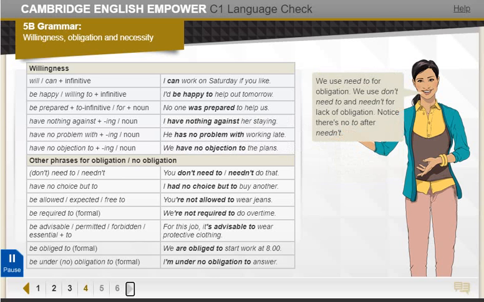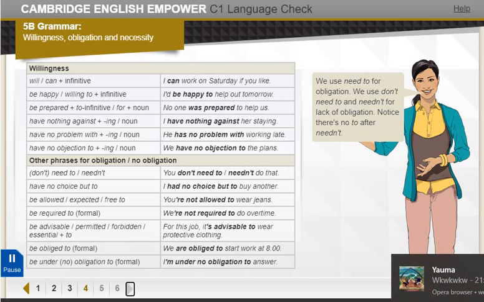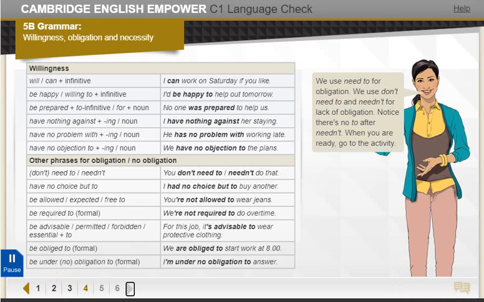We use need to for obligation. We use don't need to and needn't for lack of obligation. Notice there's no to after needn't. When you are ready, go to the activity.